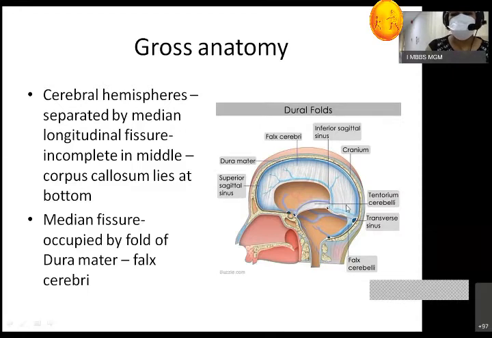The second fold we have seen is the tentorium cerebelli, which separates the supratentorial and infratentorial compartments. The third fold is called the diaphragma sellae. Here this is the pituitary fossa, which contains the pituitary gland. This pituitary gland has an opening in the upper part. This opening is covered by again a fold of dura mater called the diaphragma sellae. So these are the three folds. The fourth fold is called the falx cerebelli, which separates the two cerebellar hemispheres.